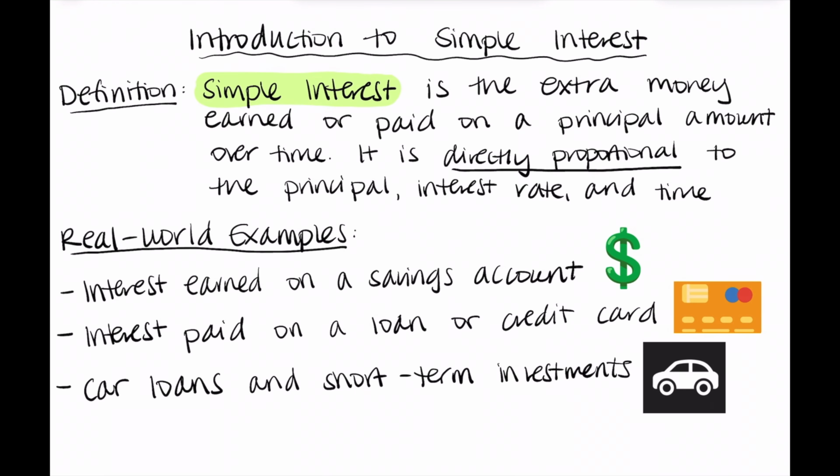Simple interest is the extra money earned or paid on a principal amount over time. It is directly proportional to the principal, interest rate, and time. Those are the three components of simple interest: principal, interest rate, and time. We'll get into the formula and learn how to apply it later. But for now, let's go through some examples of how simple interest is used in the real world.